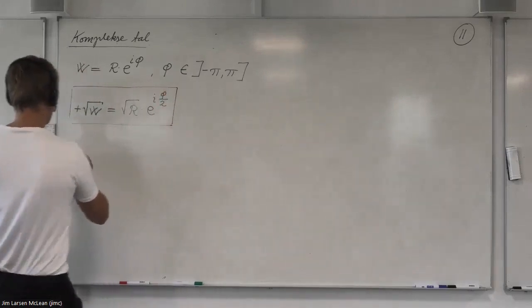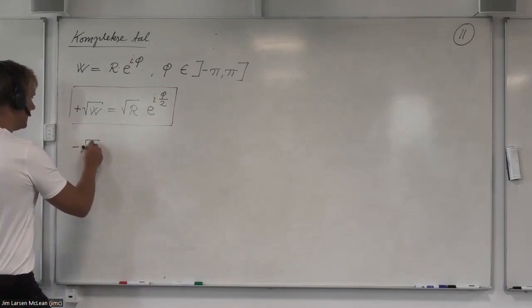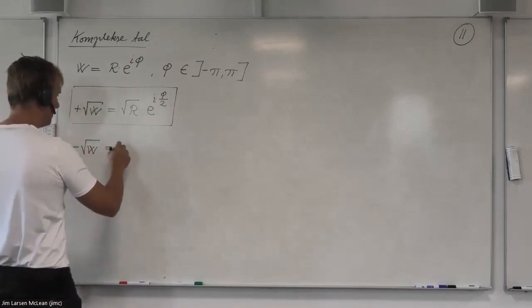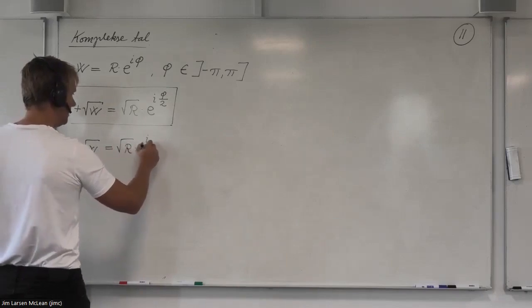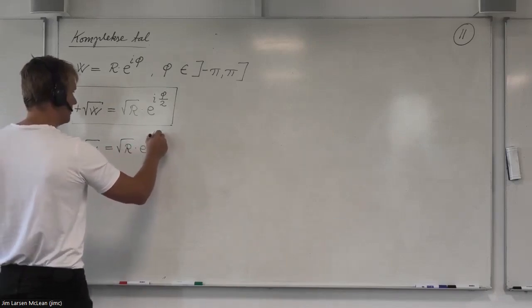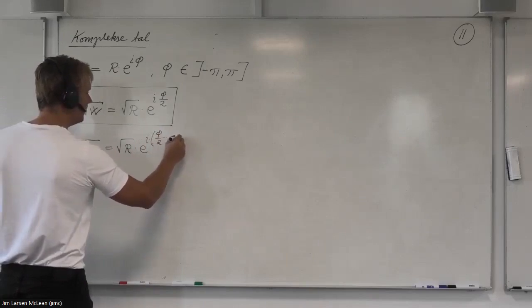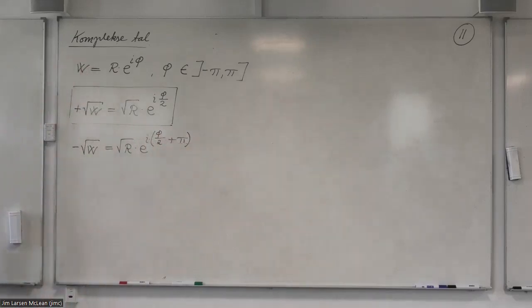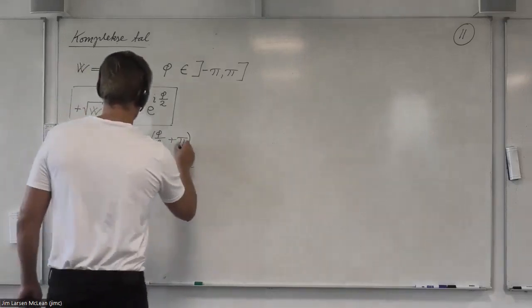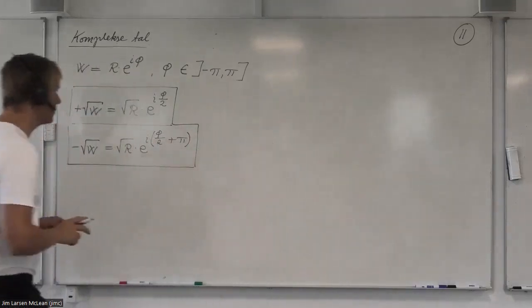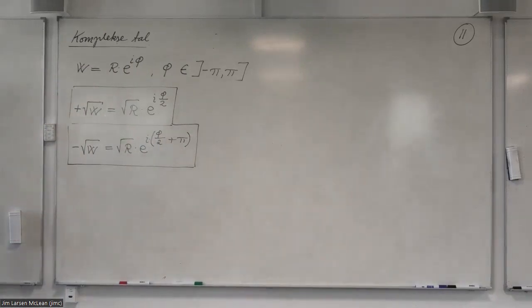And then we saw that the other square root, the square root of w, turns out to be the square root of r multiplied by e raised to the power of i times phi over 2 plus pi. So those are the two square roots. And here, I'd like to add a little final twist to that story.